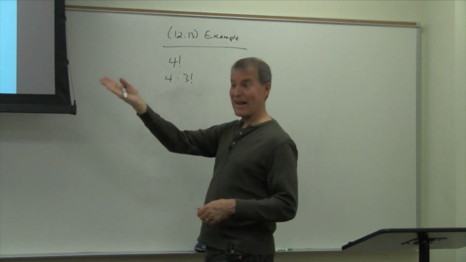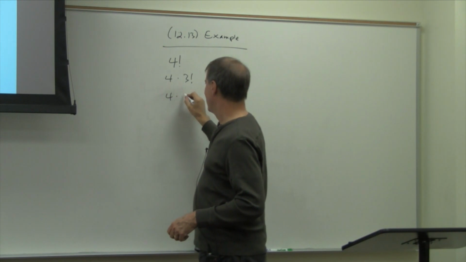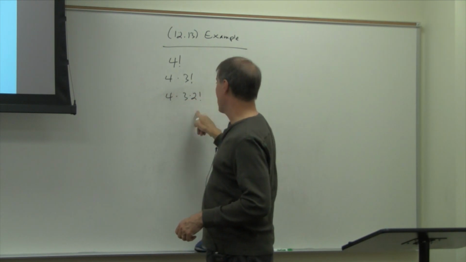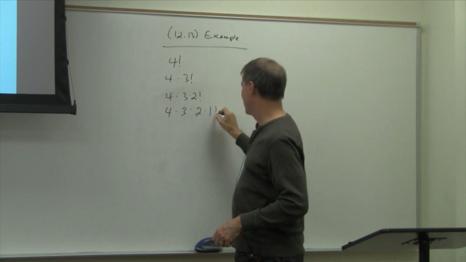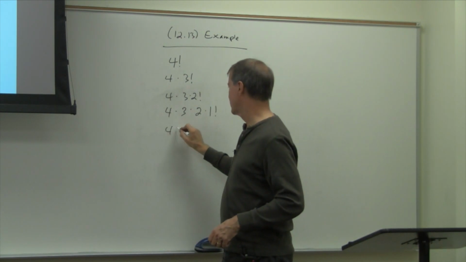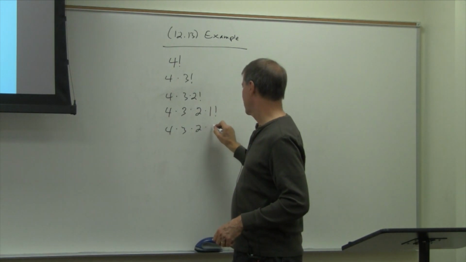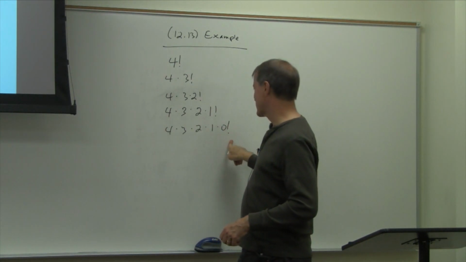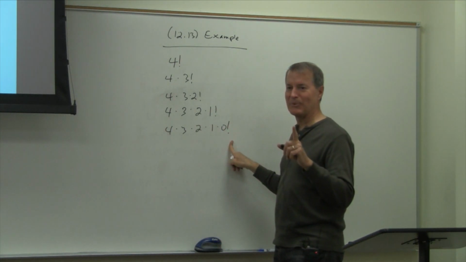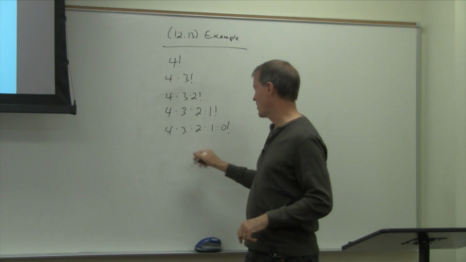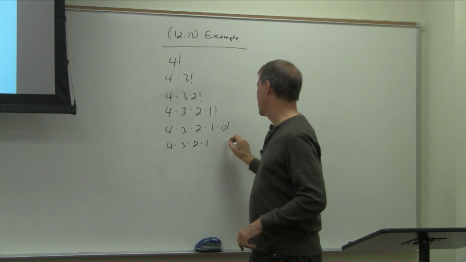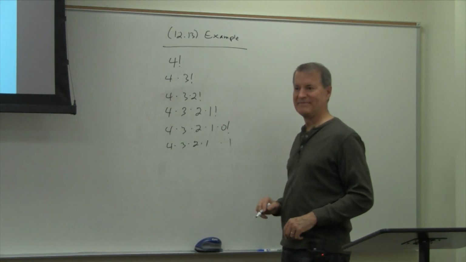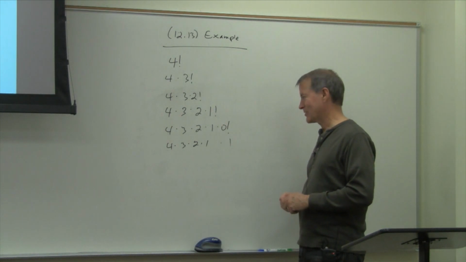But what is 3 factorial? 3 times 2 factorial. But what's 2 factorial? 2 times 1 factorial. But what is 1 factorial? 1 times 0 factorial. But what is 0 factorial? Now we finally got to the base case. So that's 1. So this is 4 times 3 times 2 times 1 times 1, which happens to be 24.